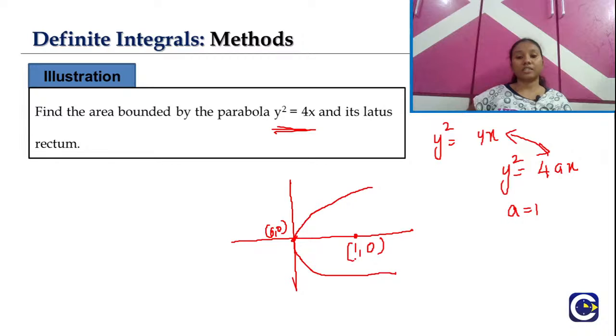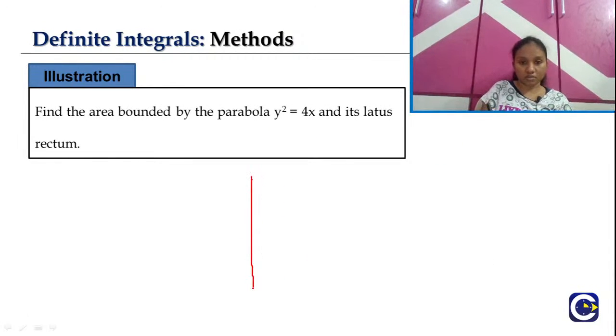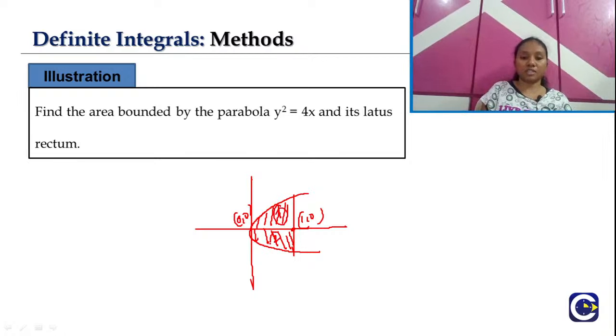So you guys are sure that the latus rectum will be passing through the focus, which means, okay, this will be our required portion of area. So let me draw it again. 1 comma 0, 0 comma 0. So this is our required area, guys, where you can see this is part 1 and this is part 2. These two areas are symmetrical because this point and this point will be plus or minus difference, so they will be the same. The only thing we can say here is these two parts are symmetrical to each other.